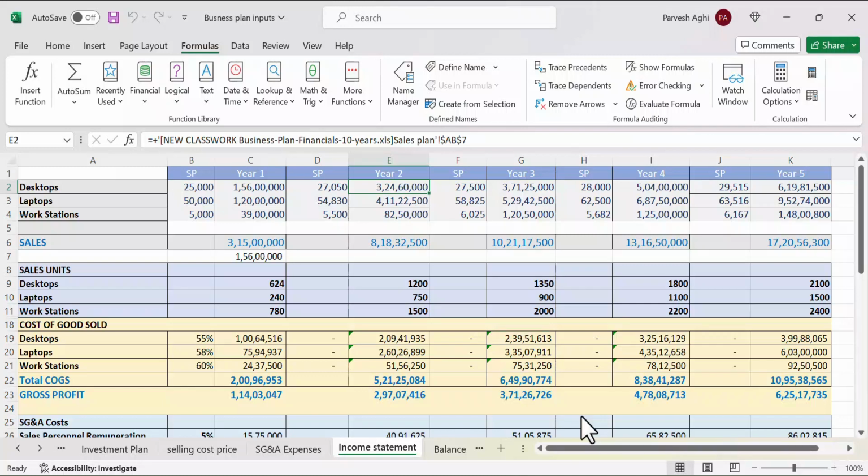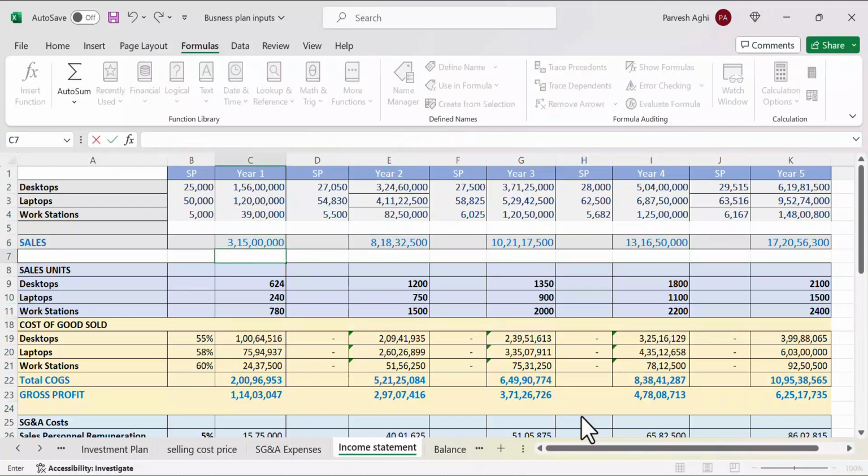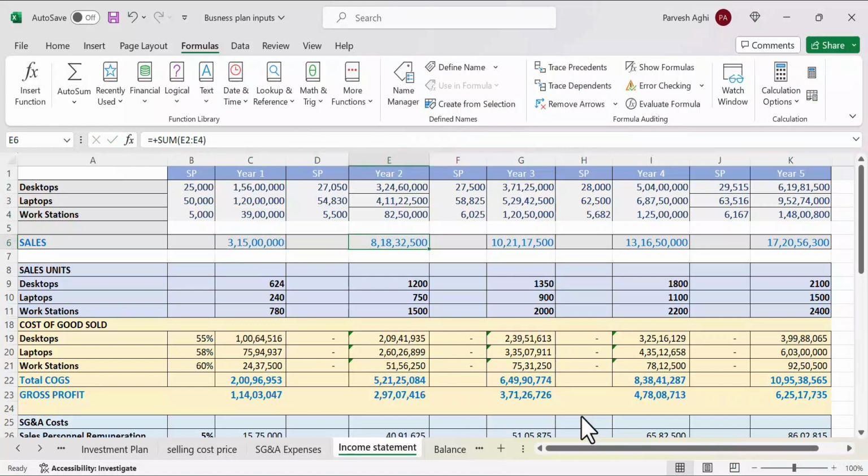Is that okay? Now, that means my sales in the first year is going to be how much? 3 crore 15 lakhs. I'm just going to write it all. So first year, my sales is going to be 3 crore 15 lakhs.